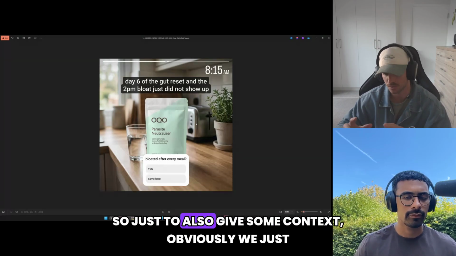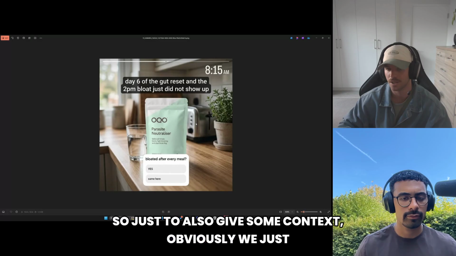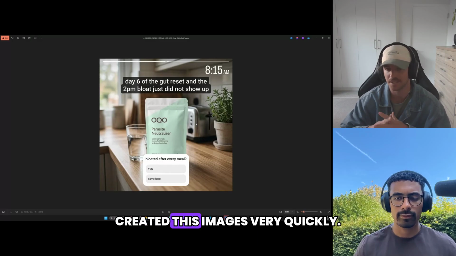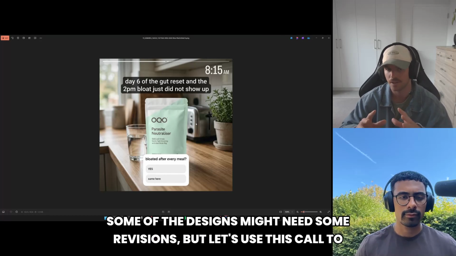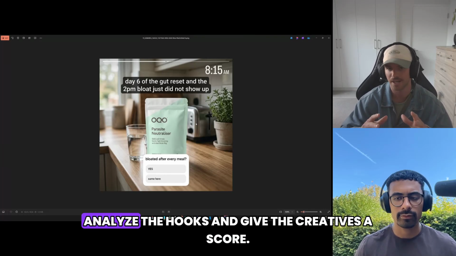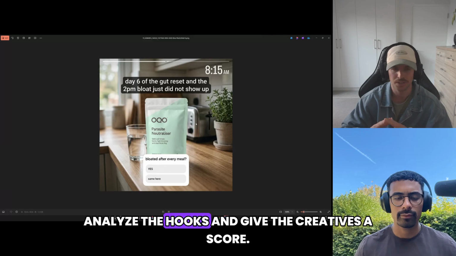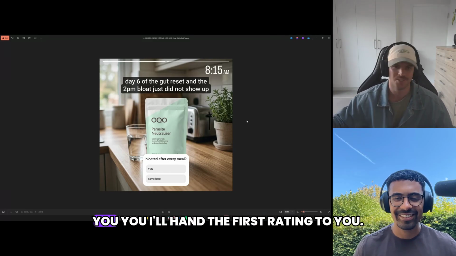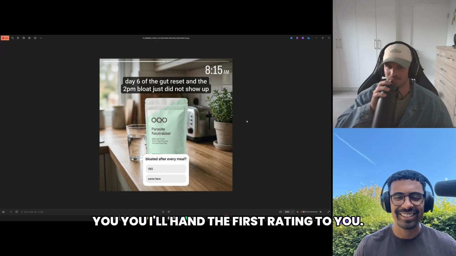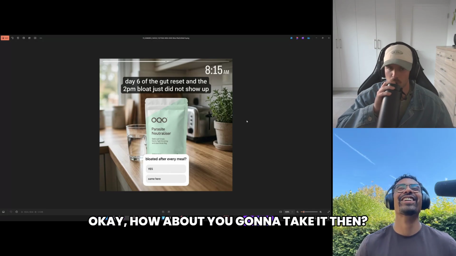So just to also give some context, obviously we just created these images very quickly. Some of the designs might need some revisions, but let's use this call to analyze the hooks and give the creatives a score. Okay, who's going first? I'll hand the first rating to you. Okay, I thought you were going to take it then.